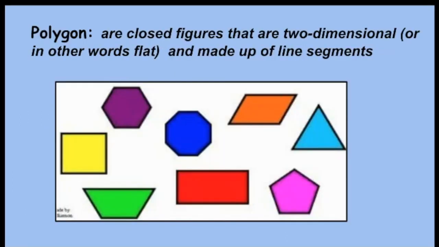Another important vocabulary word when talking about figures is the word polygon. Polygons are closed figures that are two-dimensional, or in other words, flat and made up of line segments. These line segments meet at a point and sometimes may or may not form parallel lines. What do I mean by parallel lines? Well, they are 2 lines that never cross, and they are the same distance apart from each other.